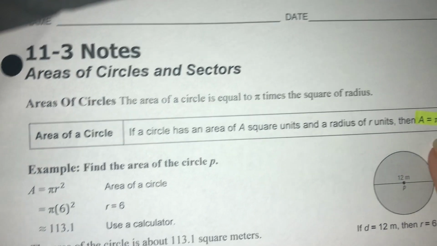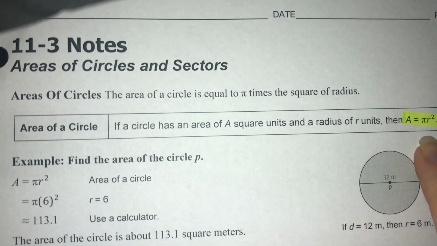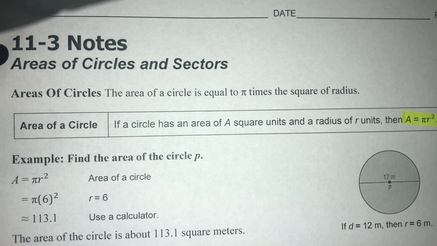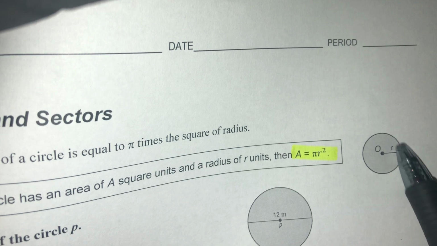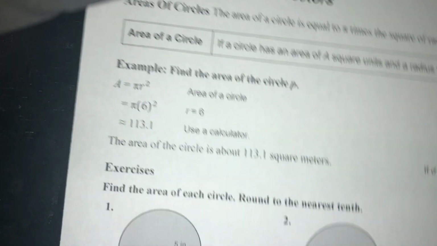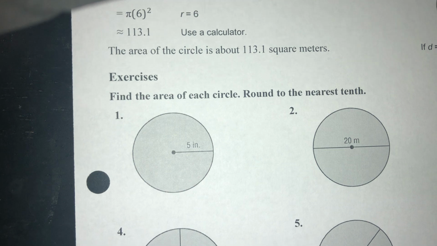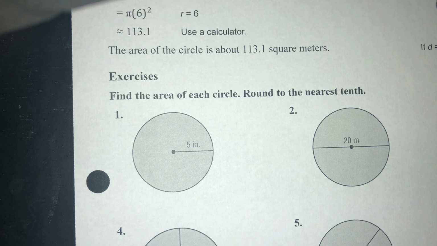And then you multiply that times the length of the radius squared. And of course, we are very familiar with what the radius of the circle is. That is going to be the distance from the center point to any point on the circle itself. Okay, so the directions here say find the area of each circle, round to the nearest tenth. So we actually only need one number after our decimal here.